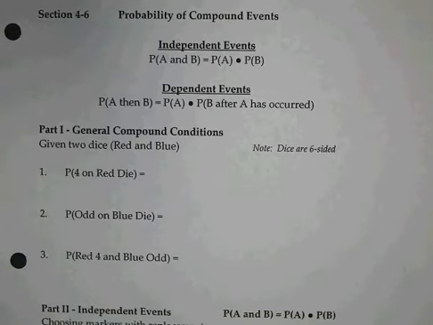Now, a couple days ago, we talked about dice, so we're going to kind of come back to dice today. Whenever we're dealing with dice, we're going to assume we're talking, John, about a normal six-sided die. Independent events versus dependent events. Okay, that's the main idea today.